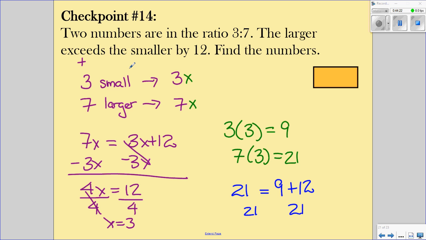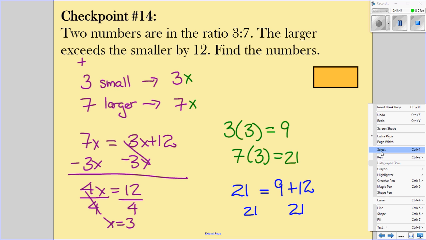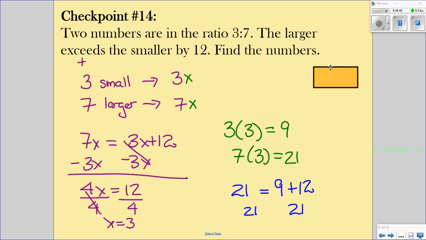So I know the wording is confusing. Basically it's just saying that exceeds is plus, so the larger exceeds the smaller by 12. That means the 12 will be added to the smaller one. It's just showing the comparison between the larger and the smaller. But again, this wording is really weird. You're not going to come across something like that. So you got 9 and 12.